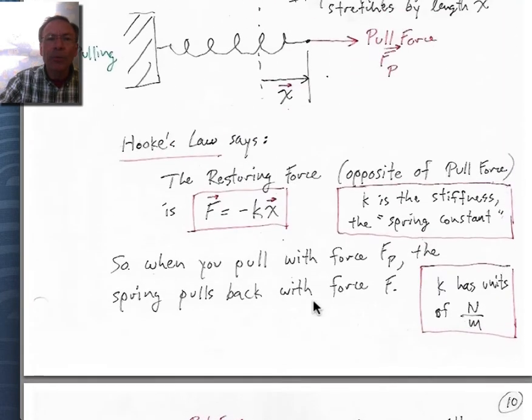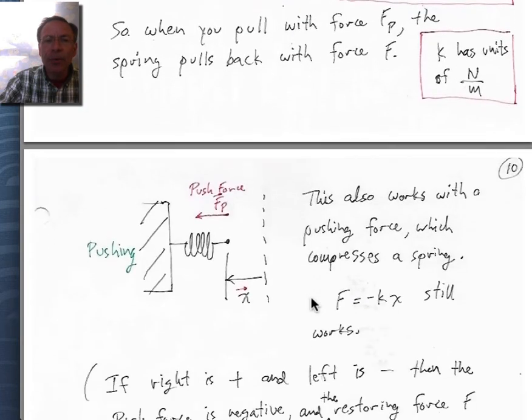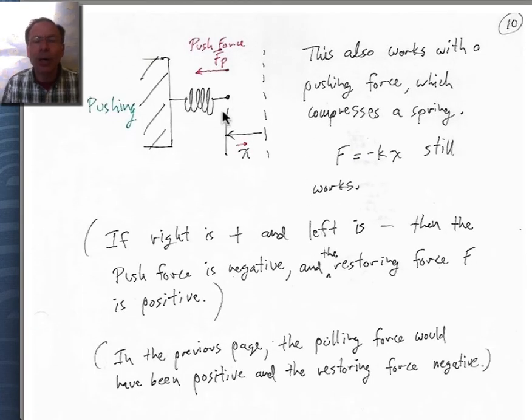Okay, now this was the pulling case. If you go the other way and you push to the left, then x is now in the negative direction, but the spring is going to be pushing back to the right. So Hooke's law still gives the right answer, right? Because you're pushing in the negative x direction, x is negative, and two negatives make a positive. So it works out right. The spring is pushing to the right in the positive direction.